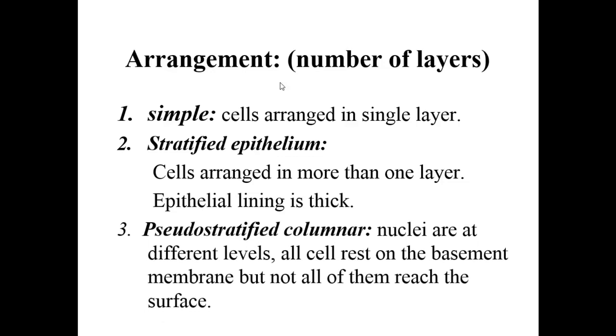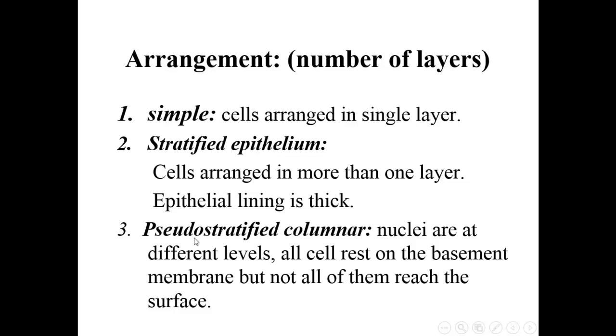We have another type, which is something between simple and stratified, and we call it pseudostratified columnar epithelium. This epithelium was first thought to be stratified, but with more development of tissue processing, staining, and microscopes, people came to know that this tissue is not stratified and it is only formed of one layer, but the cells have different heights. Some of the cells are tall, some of them are short, and this makes the nuclei be at different levels.